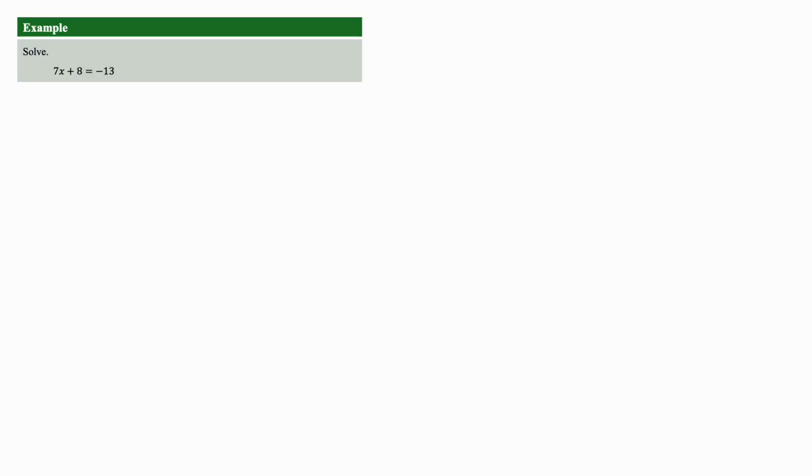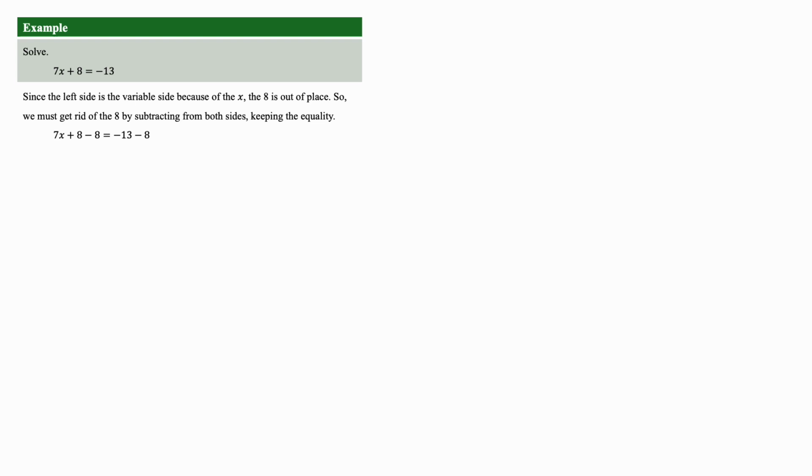In this first example, let's solve 7x plus 8 equals negative 13. Since the left side is the variable side due to the x, the 8 is out of place. So let's subtract that from both sides, keeping the equality. Because remember, what we do to one side, we have to do to the other, just to keep the equality the same. We get 7x plus 8 minus 8 equals negative 13 minus 8. Next, we have to divide both sides by 7 to get x by itself. So by doing that, we get x equals negative 3.